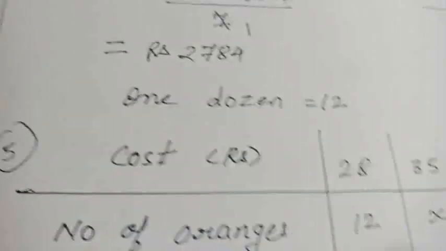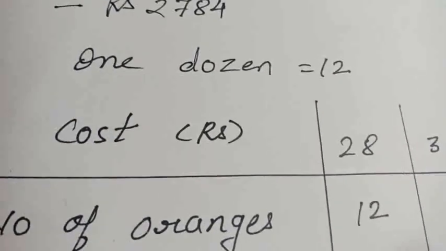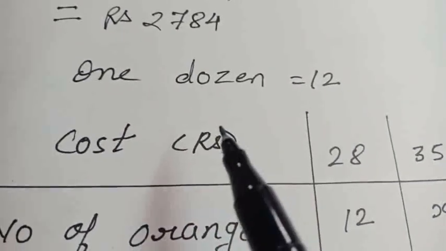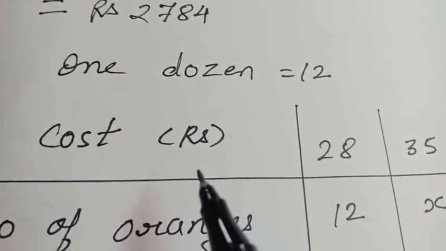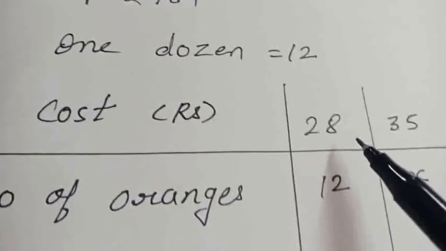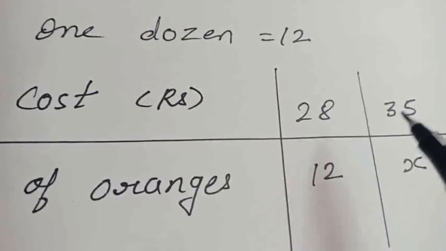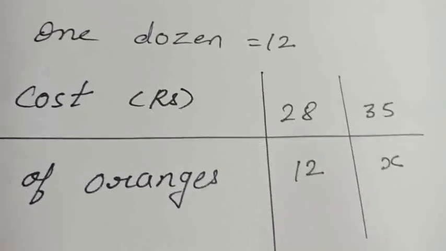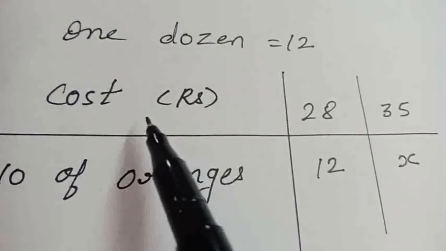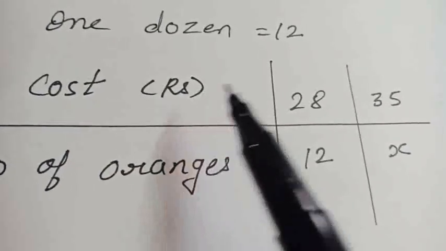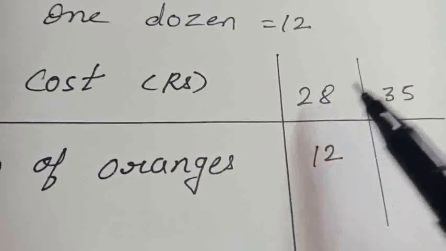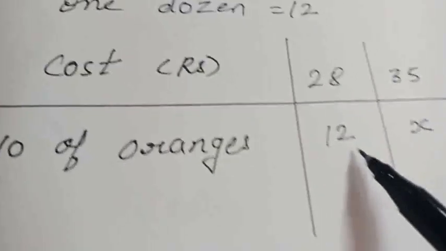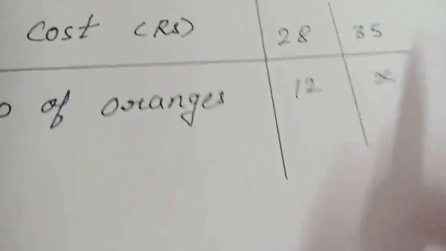Question number 5. 1 dozen oranges. 1 dozen means 12. 1 dozen oranges cost rupees 28. So if you have rupees 35, how many oranges can you buy? So cost is given 2 times. Cost is in rupees. First time it is 28. Second time it is 35. And number of oranges are given 12.